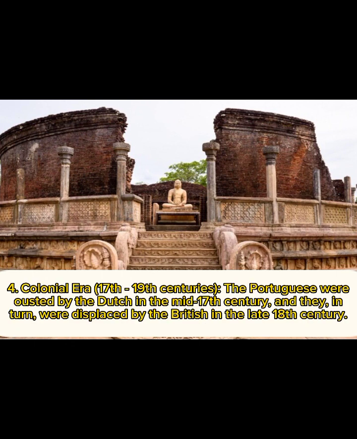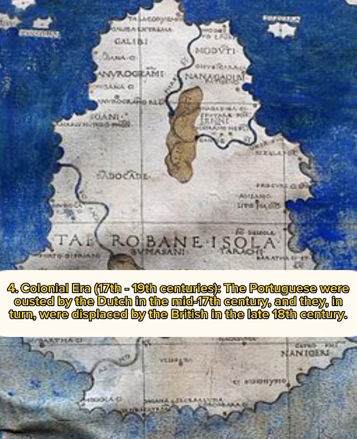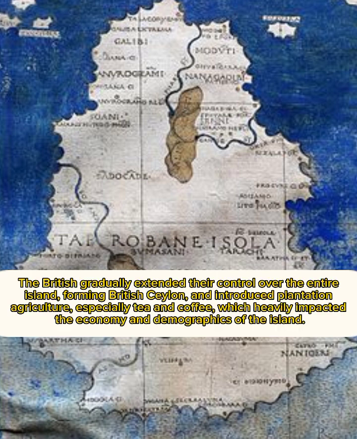4. Colonial era, 17th to 19th centuries. The Portuguese were ousted by the Dutch in the mid-17th century, and they, in turn, were displaced by the British in the late 18th century. The British gradually extended their control over the entire island, forming British Ceylon, and introduced plantation agriculture, especially tea and coffee, which heavily impacted the economy and demographics of the island.